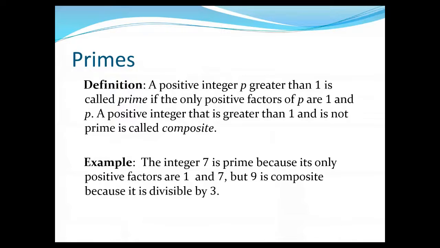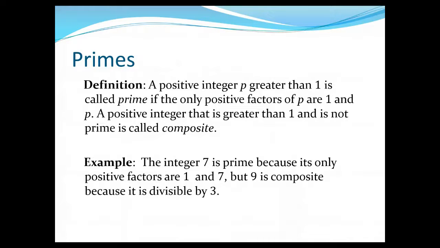So let's define first what is a prime number. Based on our book, a positive integer p greater than 1 is called prime if the only positive factors of p are 1 and p. It means itself and 1 should be the only factors of that given number, so that it could be considered as a prime number. And it should be greater than 1.